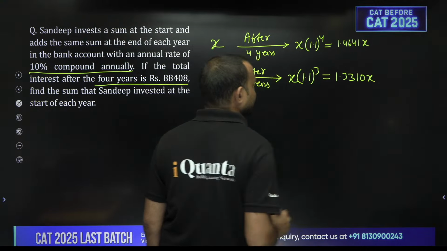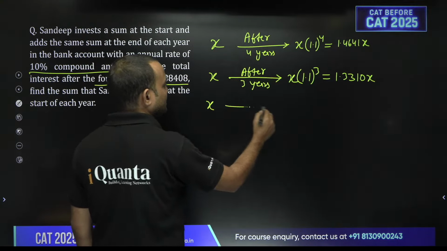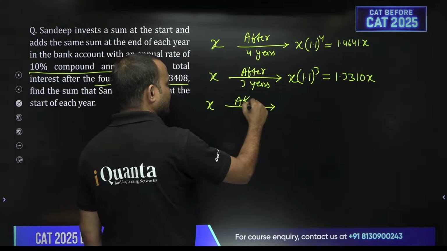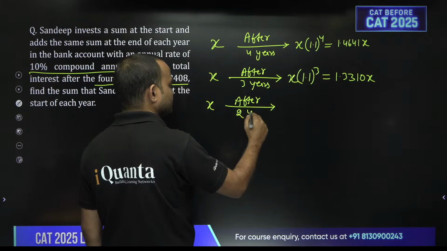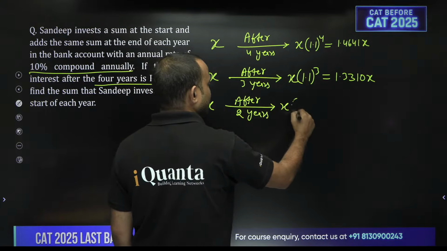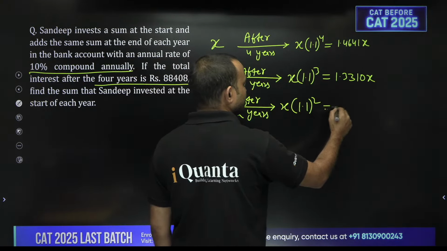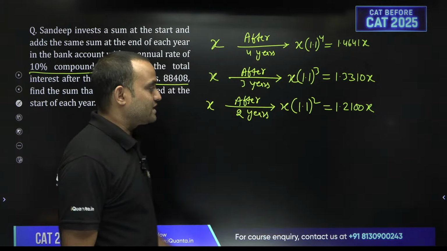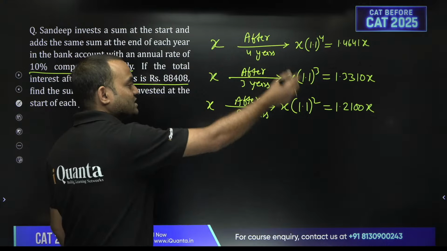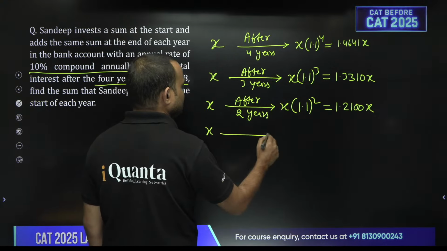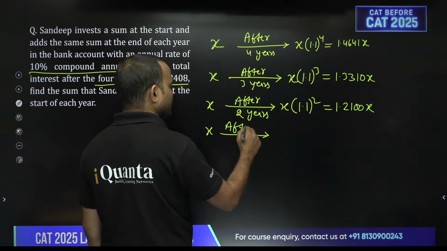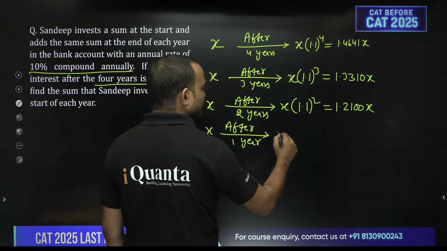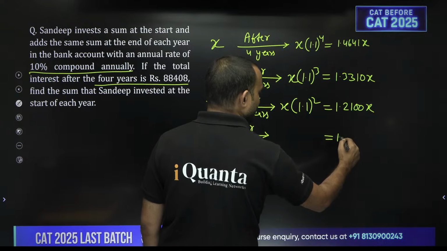1.3310 X. Then again in the beginning of third year he is investing X again, then after 2 years this amount will be X into 1.1 whole square, which is equal to 1.21 X, right, 1.2100 X, just to make the summation easy. Then at the beginning of the last year, he has invested X rupees again, which will be equal to 1.1 X.